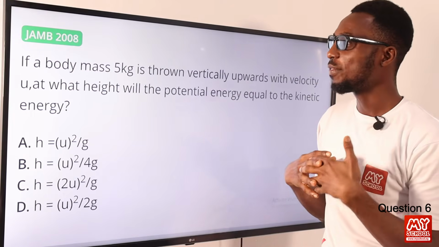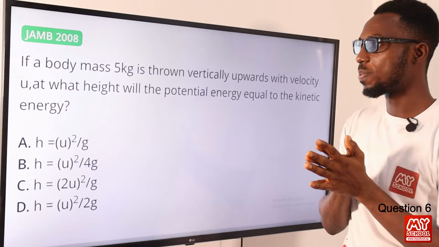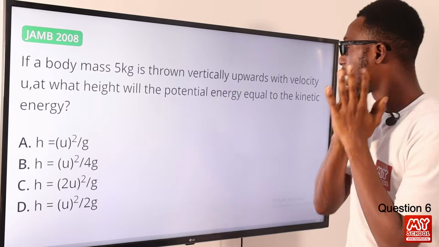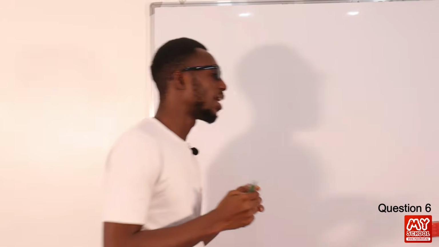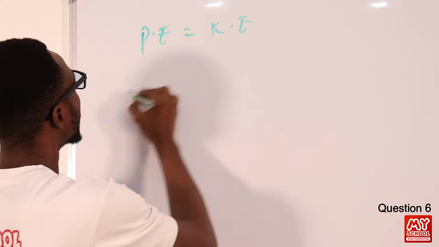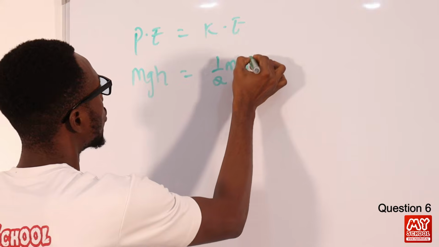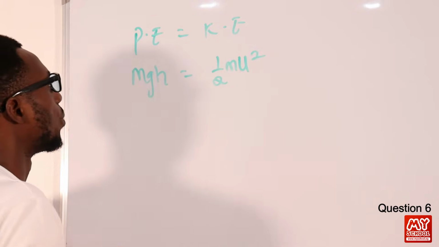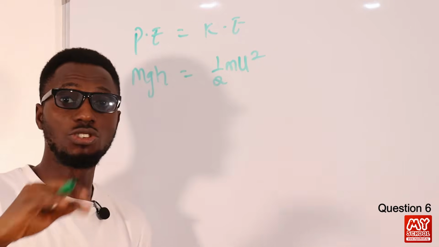6. If a body of mass 5 kg is thrown vertically upwards with velocity u, at what height will the potential energy equal the kinetic energy? So let's just do it together. Remember, we said when is PE equals to KE. So let's just pull out their formulas. This is mgh, then this is half mv squared. Remember, we had to use u from the question. I'm just trying to relate. I can give an explanation why we are using u instead of v, but let's just take what the question has said, with velocity u.